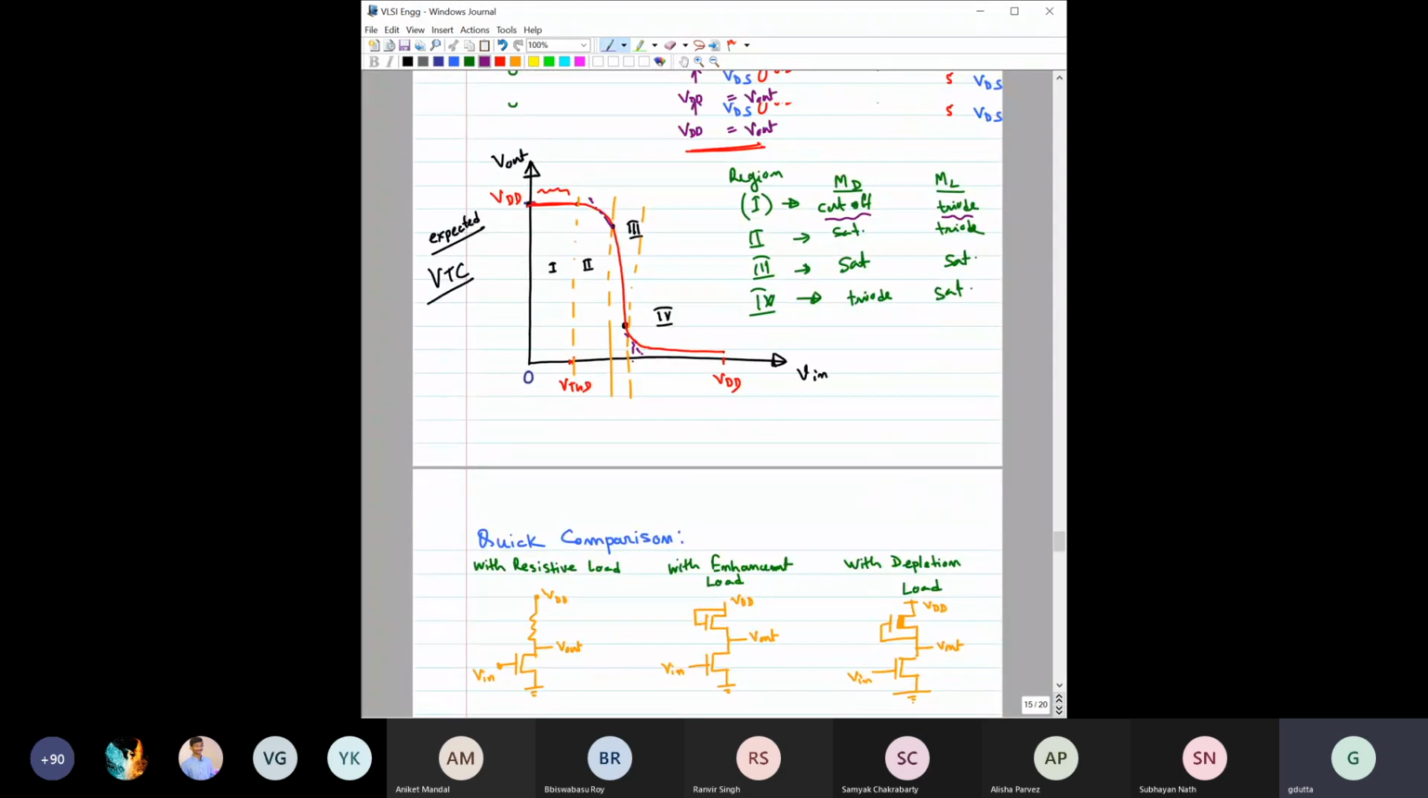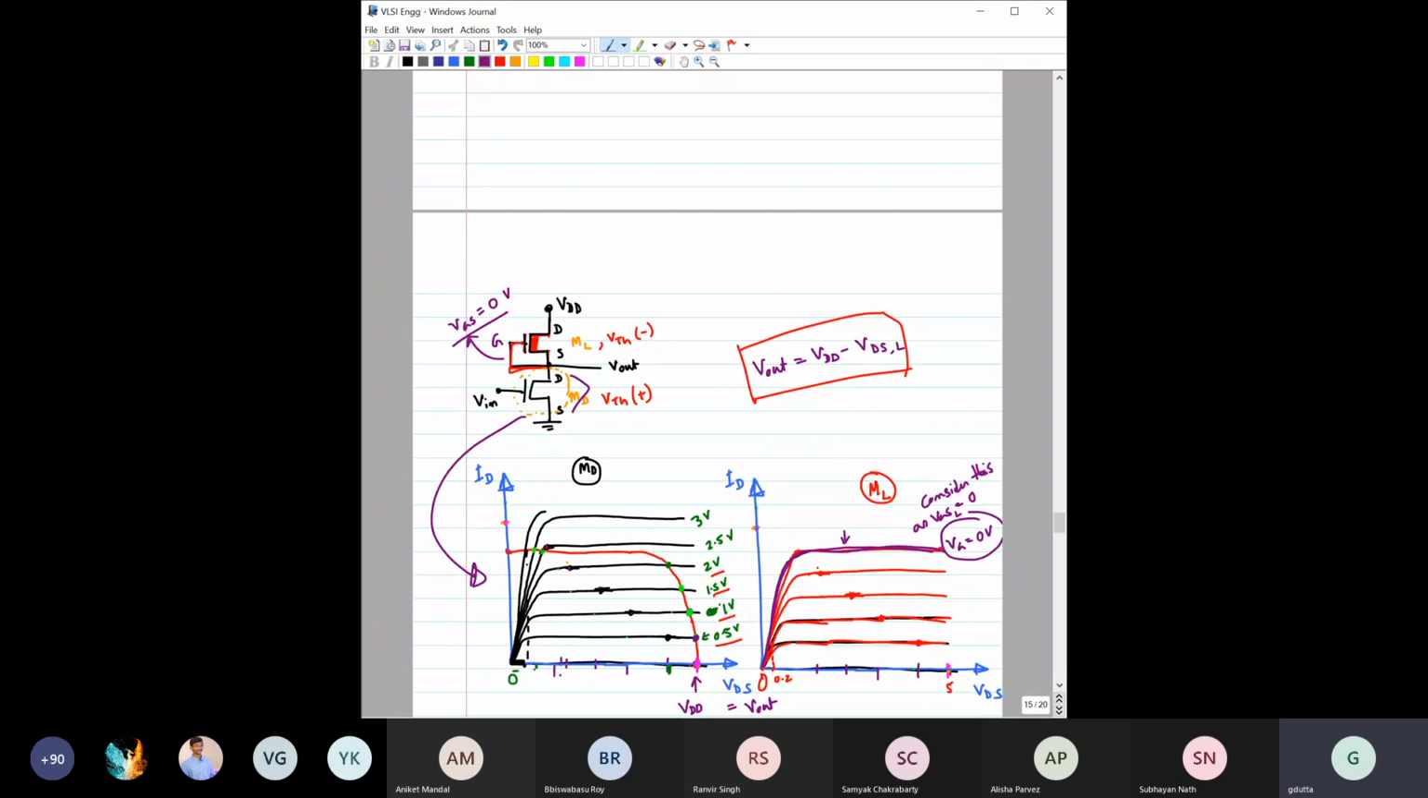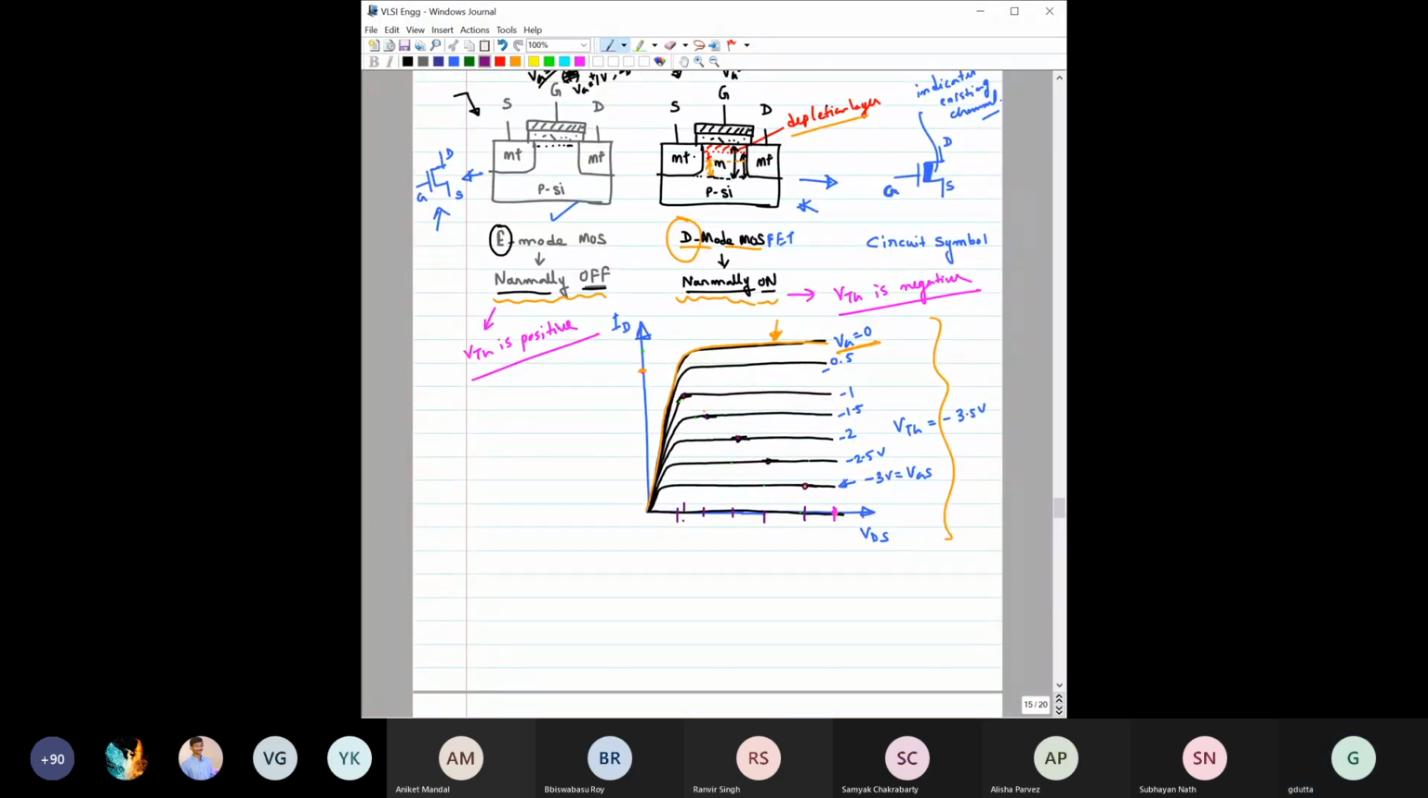Probably we will not discuss the analytical part here. But if I ask what would be the current voltage relationship for this type of MOSFET? Current voltage relation means the expression of ID, how it is related with the gate voltage and drain voltage. So can anyone guess what the current voltage relation would be for this type of transistor?